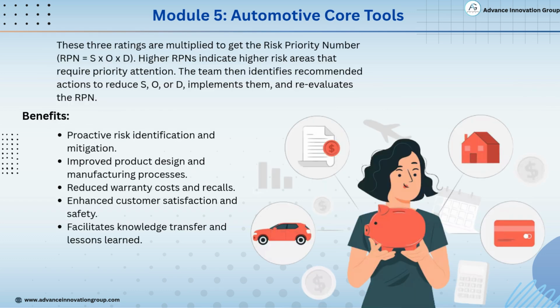This slide focuses on how the risk priority number, RPN, is calculated and why FMEA is valuable. The 3 ratings, severity, S, occurrence, O, and detection, D, are multiplied to calculate the RPN. RPN equals S times O times D. The higher the RPN, the greater the risk, meaning those issues should be addressed first. Once the RPN is calculated, the team works to reduce any of the 3 components, S, O, or D, by taking corrective actions. Then, the RPN is re-evaluated to track improvement.